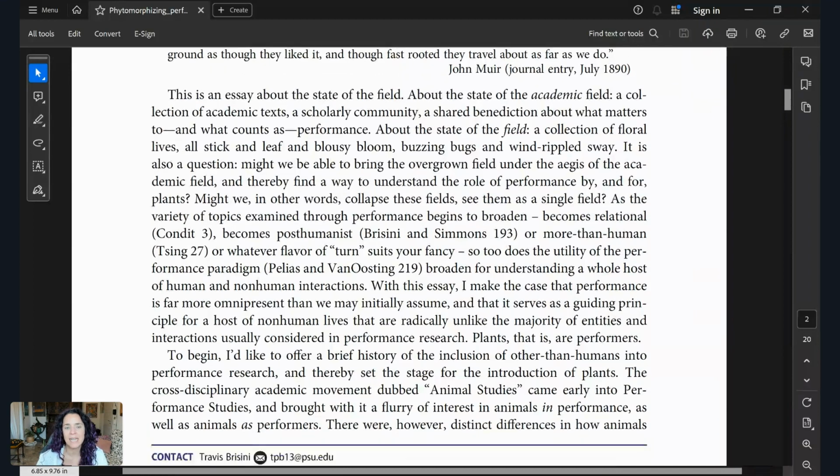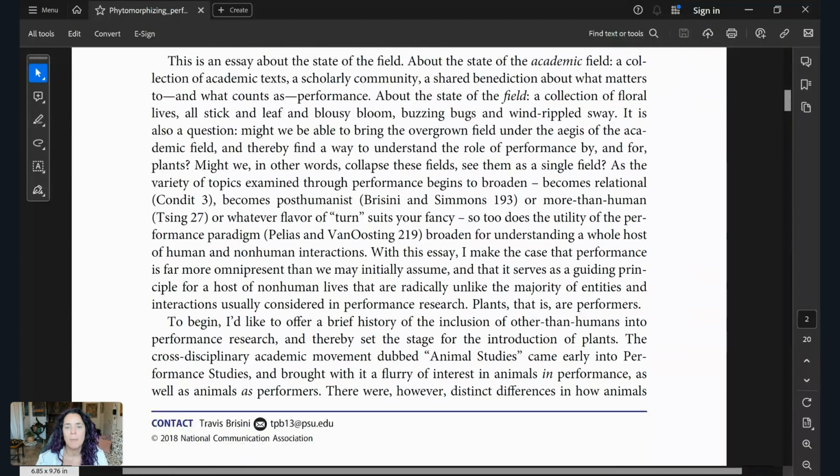So this is an essay about the state of the field, about the state of the academic field, a collection of academic texts, a scholarly community, a shared benediction about what matters to and what counts as performance. About the state of the field, a collection of floral lives, all stick and leaf and blousy bloom, buzzing bugs and wind-rippled sway. I already can tell that I'm going to love this. At least so far, I am loving this. So hopefully you're loving this too.